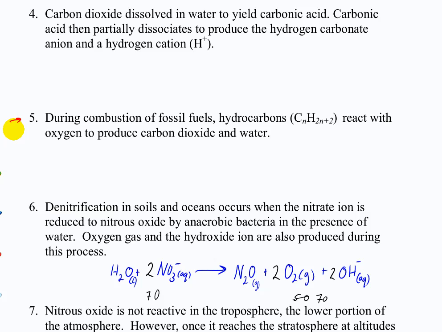So if we can balance the equation with a variable like that, with the series, then we have a general tool to balance any of these. So let's see if we can do that. The basic reaction is going to look like this: CnH2n+2 reacts with oxygen to produce carbon dioxide and water.